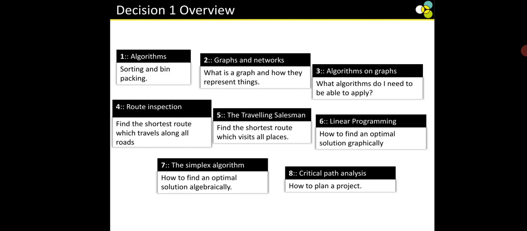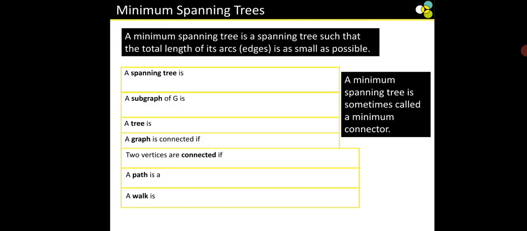Actually, we are going to find the best path by using graphs. Over graphs, we are going to find the best path by using different types of algorithm in DAA. First of all, we have to know the concept of minimum spanning tree. Minimum spanning tree is the spanning tree such that the total length of its arcs is as small as possible. That is what we are calling a minimum spanning tree.